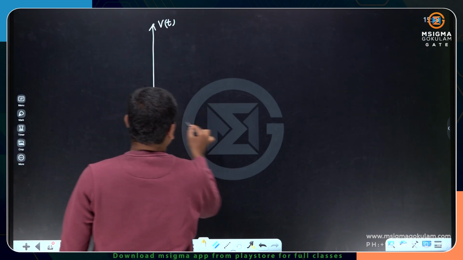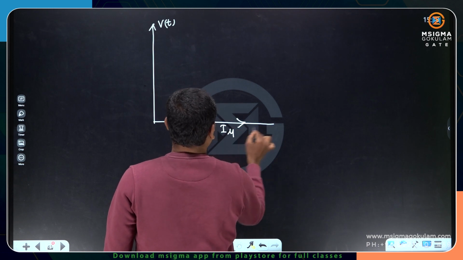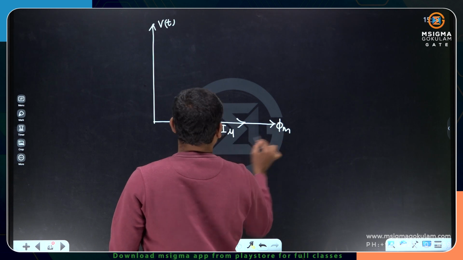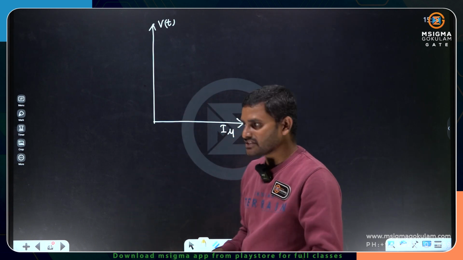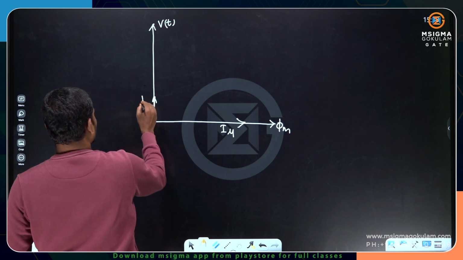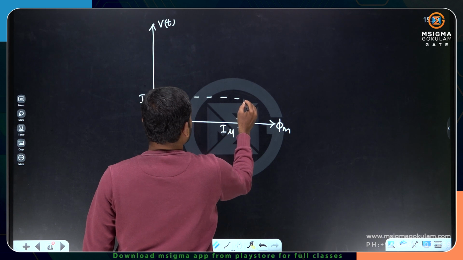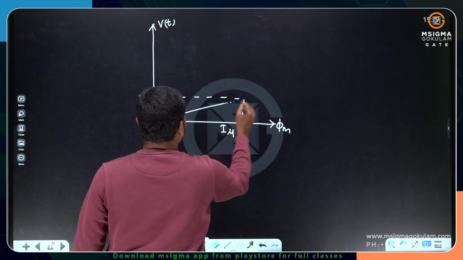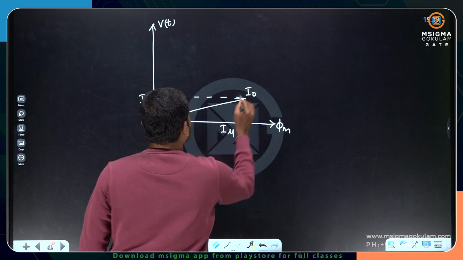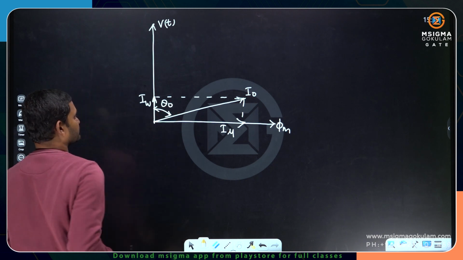Supply voltage, magnetizing current, and it will create the flux. The magnetizing current's purpose is to create the flux. The working component of current is going to create the loss, and the sum of these two is the no load current. The angle between the no load current and voltage is theta naught.